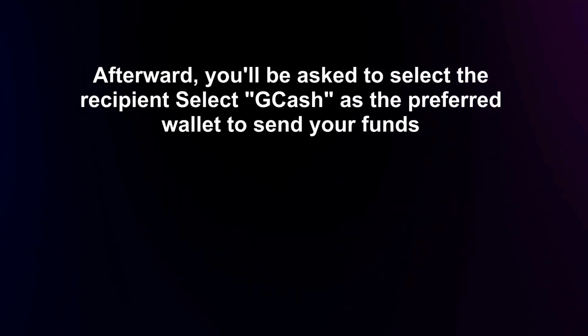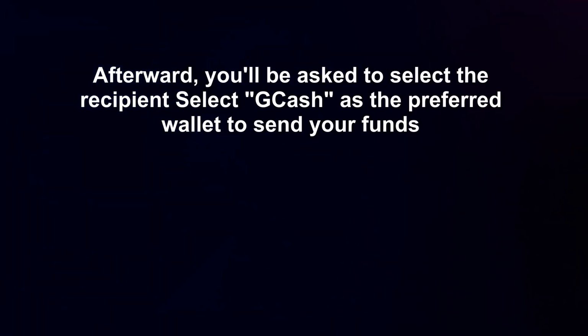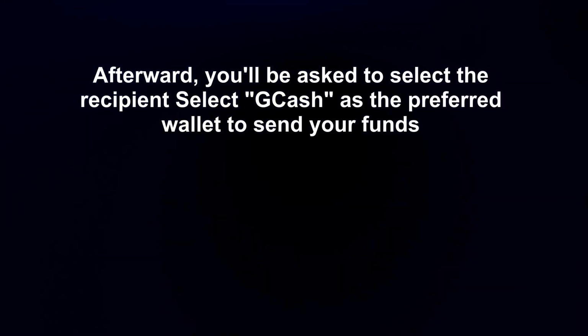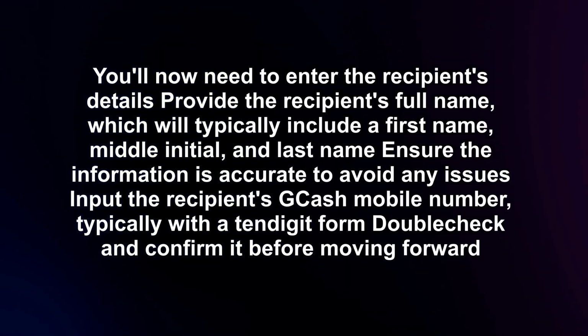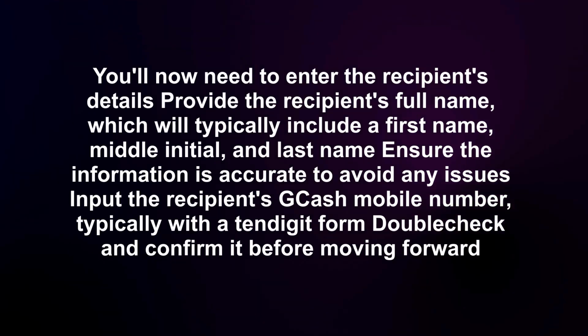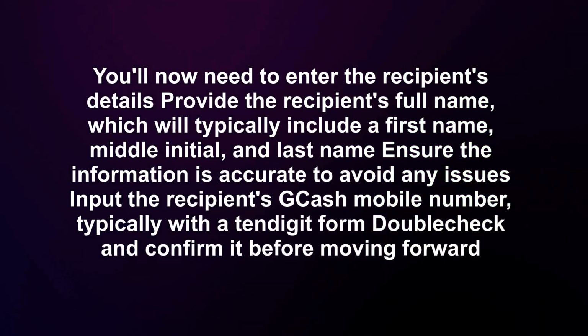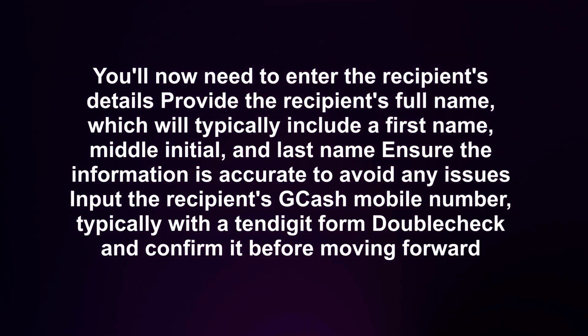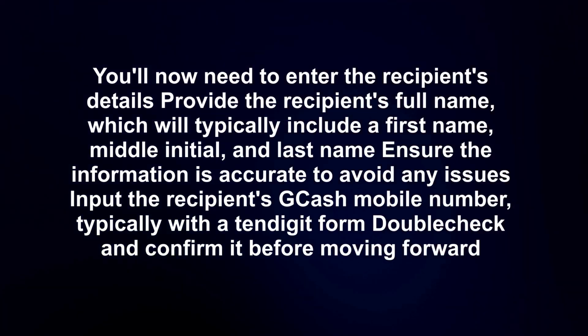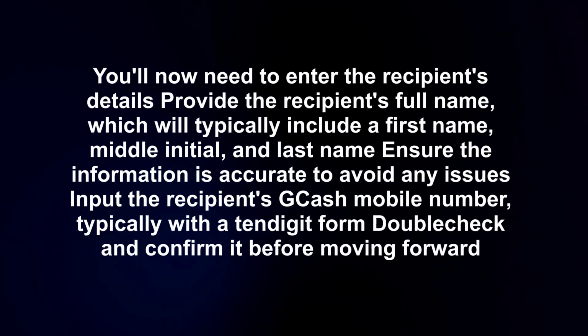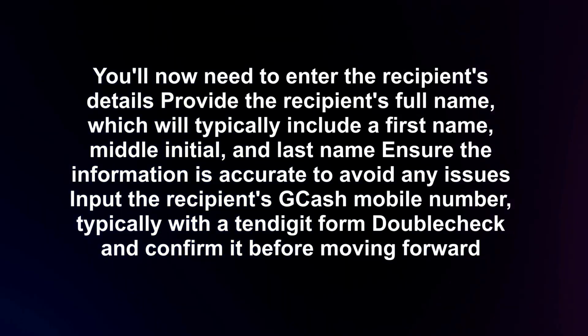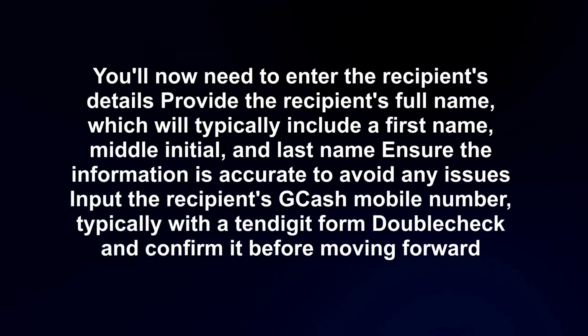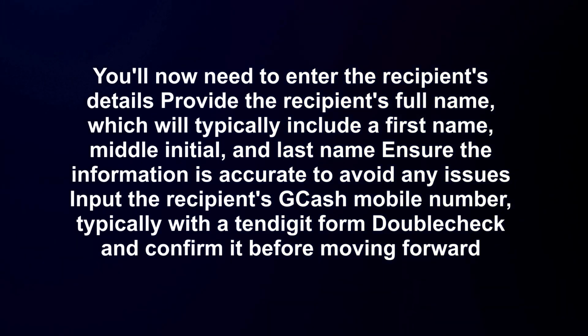Afterward, you'll be asked to select the recipient. Select Gcash as the preferred wallet to send your funds. You'll now need to enter the recipient's details. Provide the recipient's full name, which will typically include a first name, middle initial, and last name. Ensure the information is accurate to avoid any issues. Input the recipient's Gcash mobile number, typically in a 10-digit form. Double-check and confirm it before moving forward.